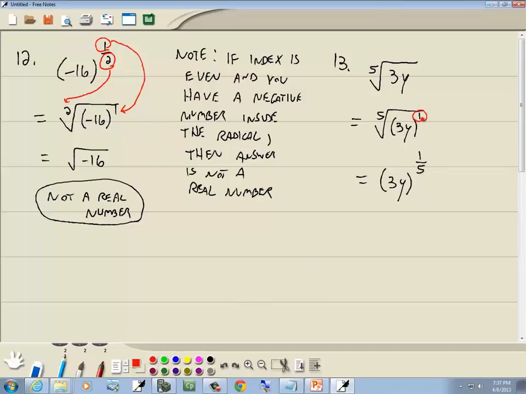Whatever power is inside here goes up on top. And if you don't have a power like we just have 3y up here, it's by default 1. You don't even have to write that. And then whatever our index is, that goes to our denominator. So 3y to the 1/5 power is our answer.